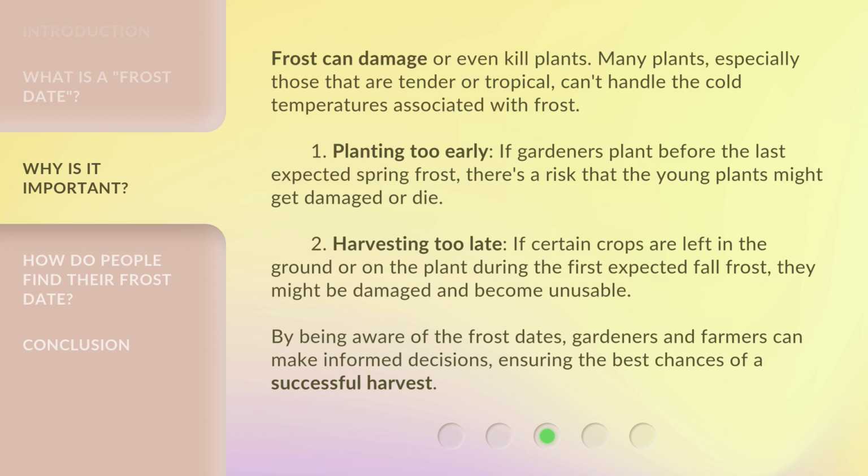2. Harvesting too late. If certain crops are left in the ground or on the plant during the first expected fall frost, they might be damaged and become unusable. By being aware of the frost dates, gardeners and farmers can make informed decisions, ensuring the best chances of a successful harvest.